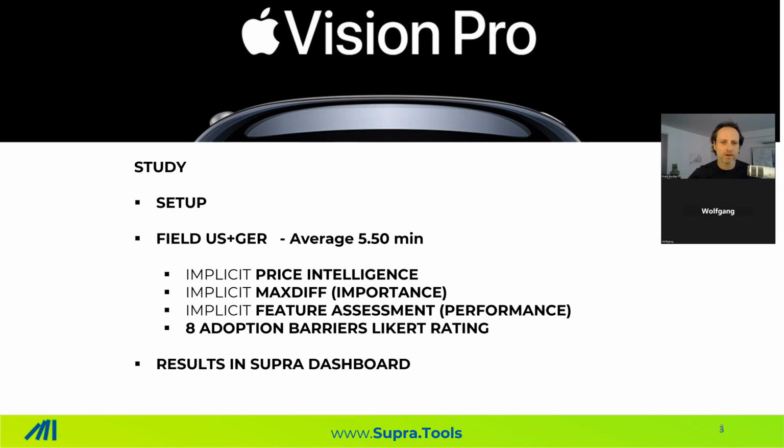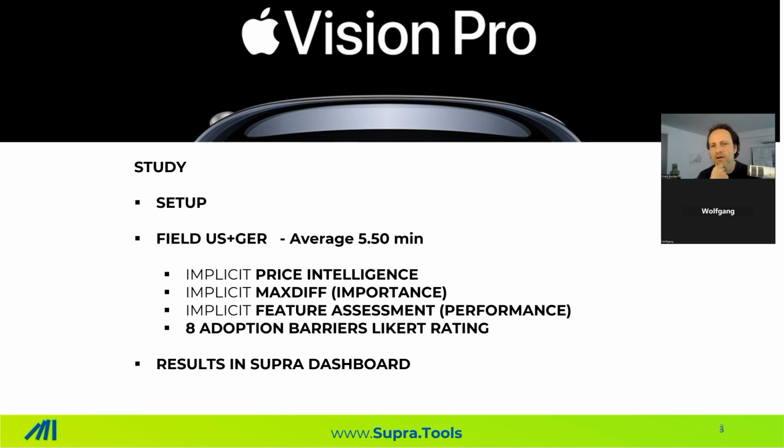First, you need to set up everything. I will show you how to set it up very fast. And then we set it up last week and then run the method. Basically, it's a standardized questionnaire which adapts to the setup of the user. And this questionnaire first runs an implicit price intelligence, basically a price test based on an implicit association test. It runs an implicit MaxDiff.